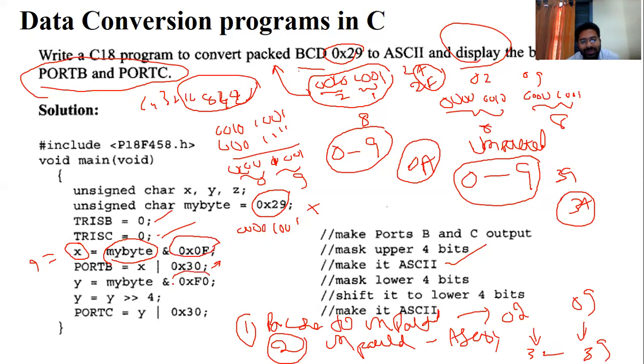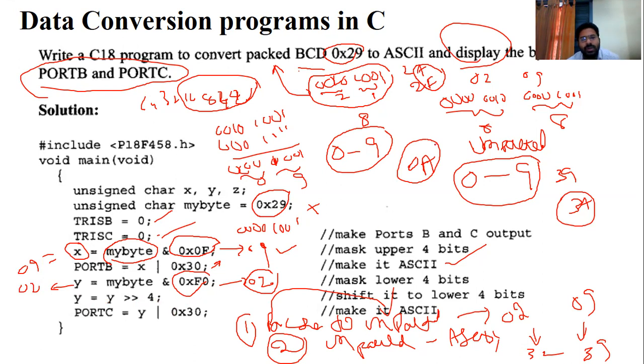You understand why you perform 0F and F0: you can separate the packed number into unpacked. For this operation you get the 9 value, and for this operation you get the 2 value. For separating purposes you perform 0F: AND operation with 0F you get the 9, and with F0 you get the 2 here. Then the Y value is 02. Yes, you can separate these two numbers.